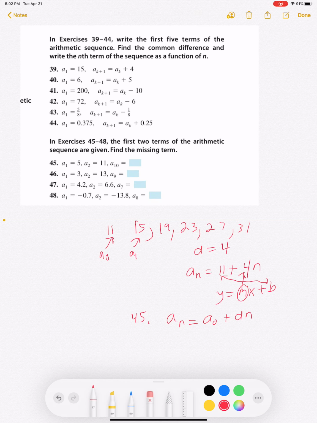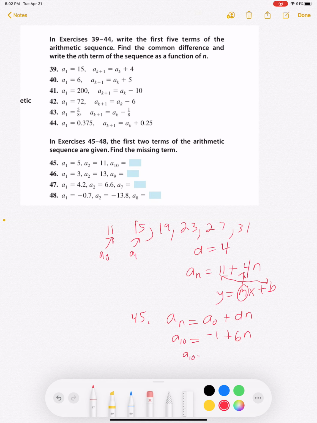So what we're going to say here is a sub 10 equals, what would the 0th term be? Well, it looks like the common difference is 6, right? 5 plus 6 is 11. So if we backed it up, 6 less than 5 is negative 1. So a sub n would be equal to negative 1 plus 6 times n.